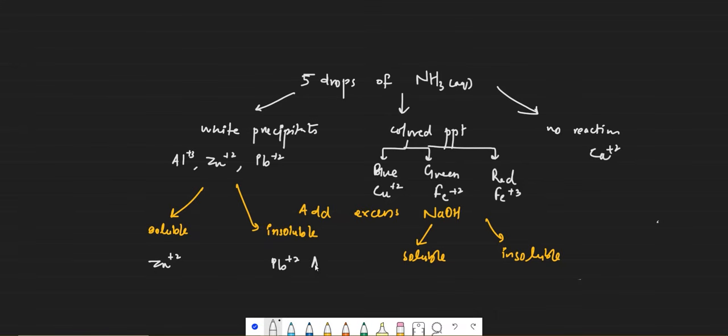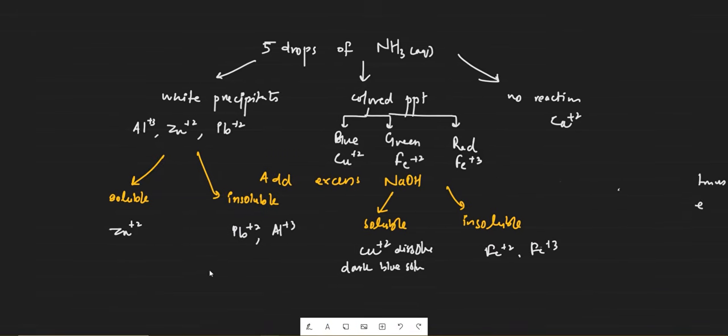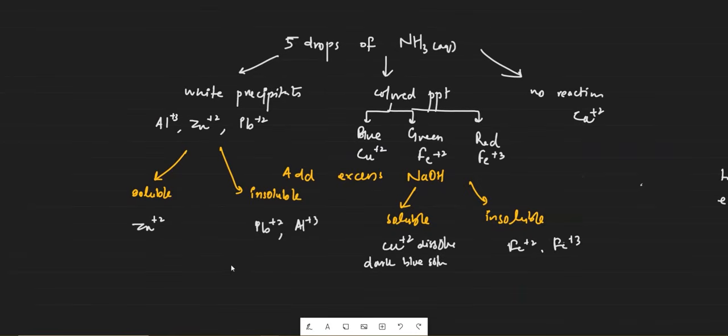Pb2+ and aluminium 3+ are insoluble. And as far as these colored precipitates are concerned, only copper dissolves to form a dark blue solution. Iron 2+ and iron 3+ remain insoluble in excess. So that's how you test the presence of cations using aqueous ammonia.